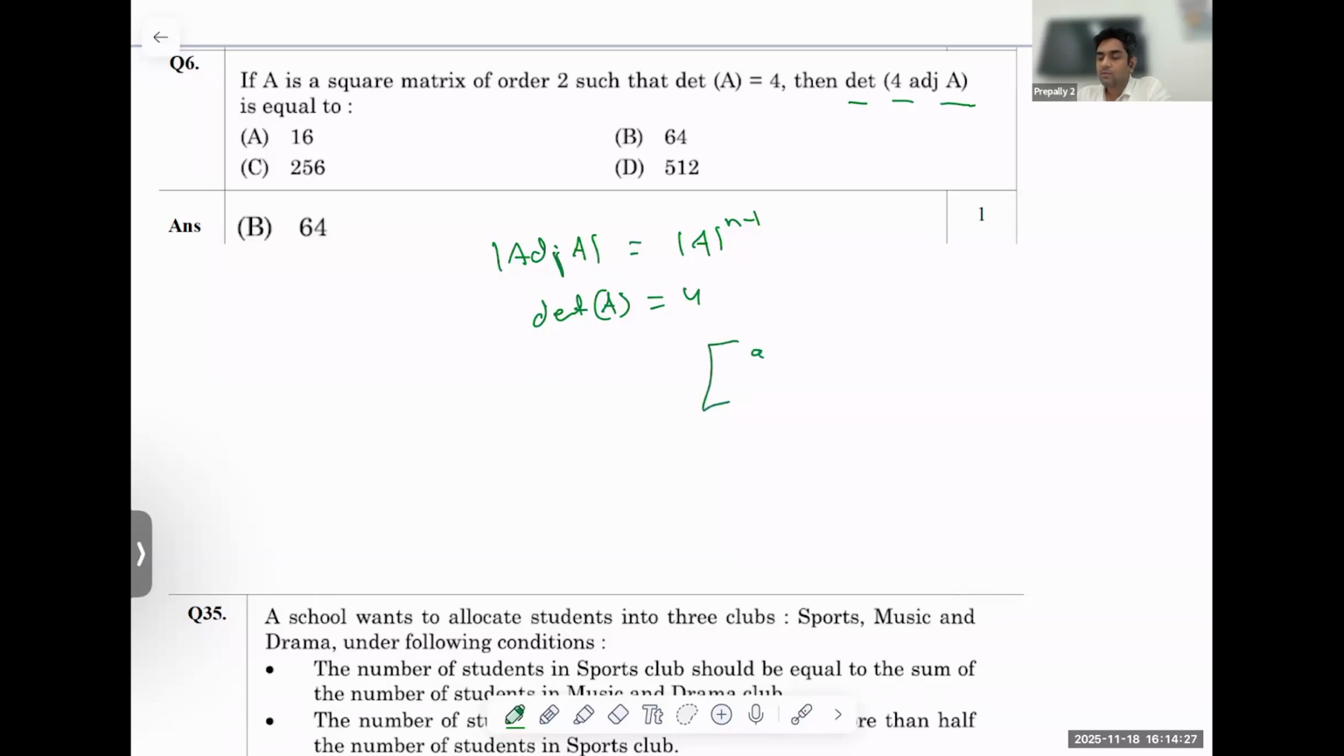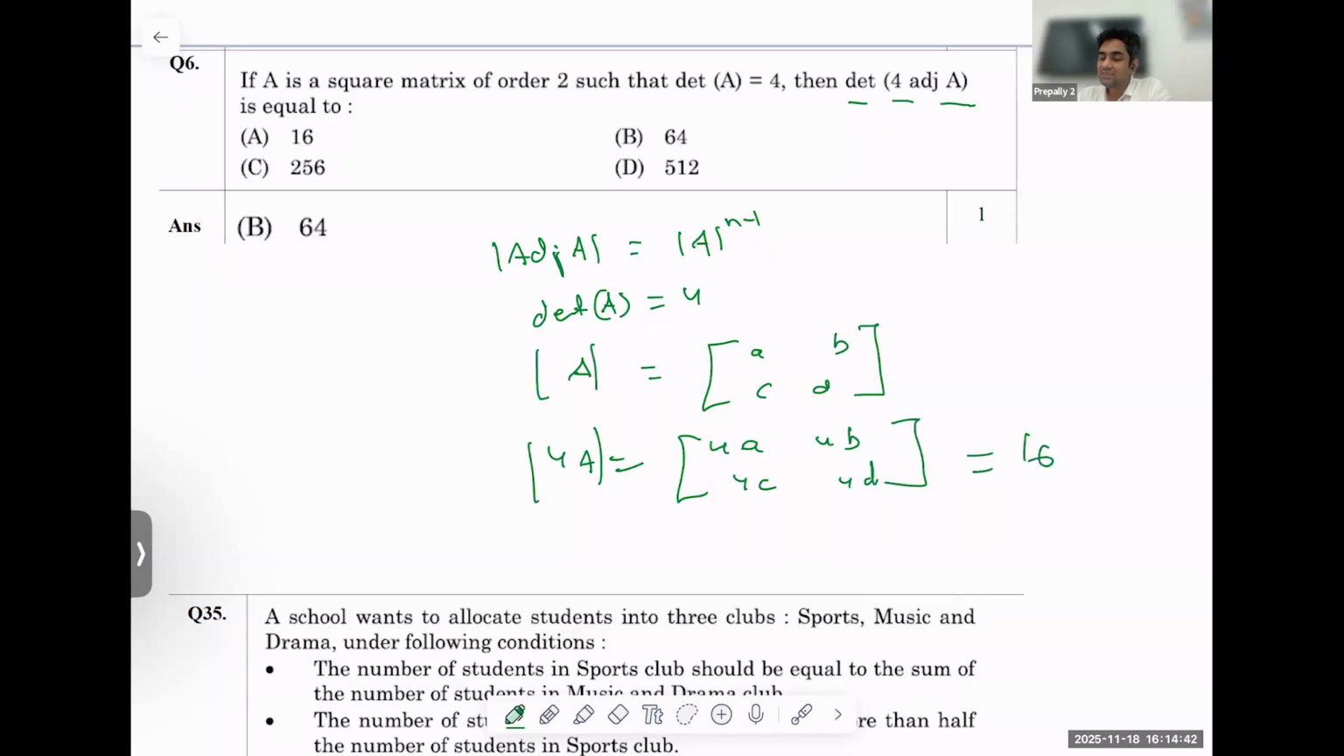So for example, if I have A, B, C, D, then what's 4A? 4A will be 4A, 4B, 4C, 4D. So if I take its det, it will not be 4, it will in fact become 16, because I get this extra factor of 4 into 4. It will be 16 times det of A. So I have to use the same thing over here.